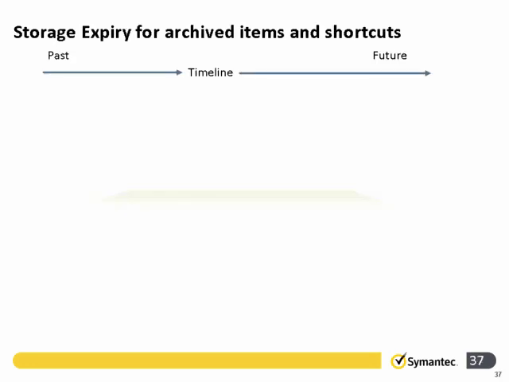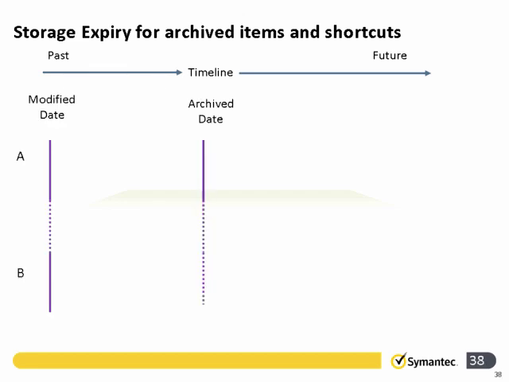So to give us a big picture about how this is set up and working, we're going to go through and look at storage expiry in conjunction with retention periods to automatically delete items. I'm going to start off by looking first at two different dates on which I can base expiry.